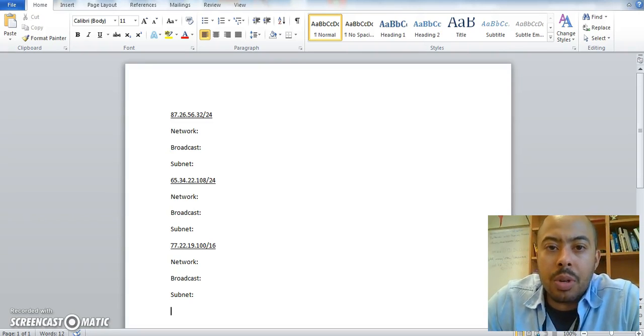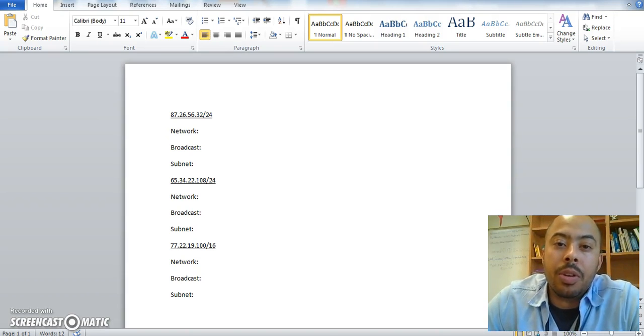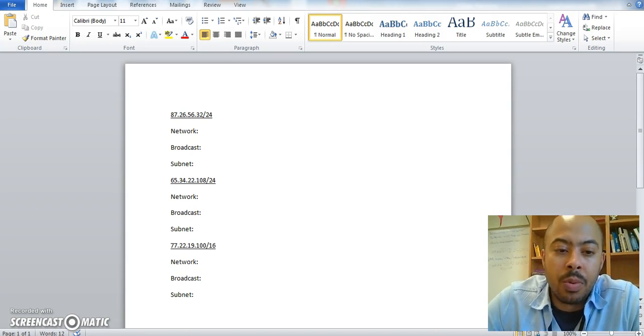Hey guys, wanted to put a quick video together here on how to calculate network, broadcast, and subnet when you're given an IP address with a Cisco shorthand. For example, what you see here is /24 or the /16 on the end. Now I want to keep this very basic, and you notice the Cisco shorthand is a multiple of 8. That makes the subnetting very easy, and that's what I just want to explain today.